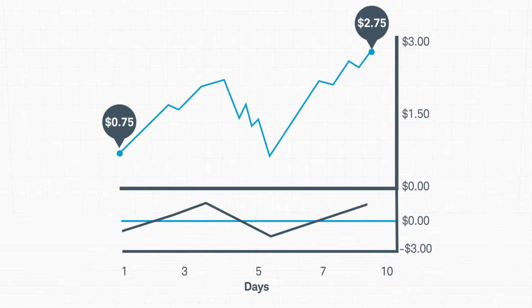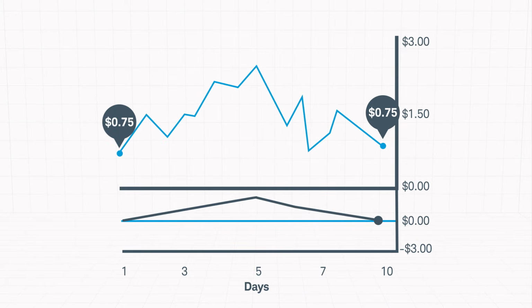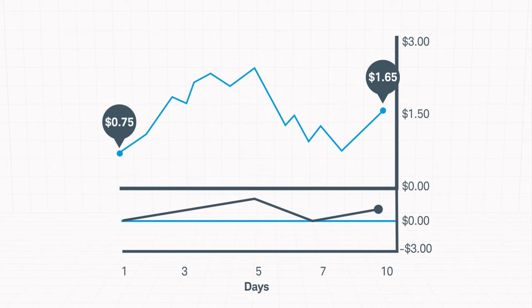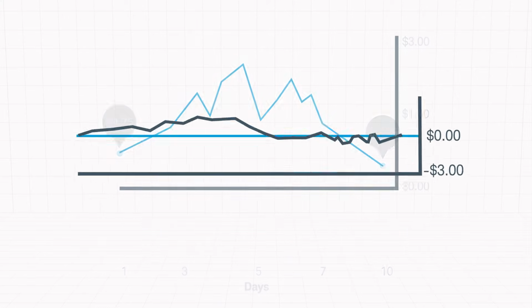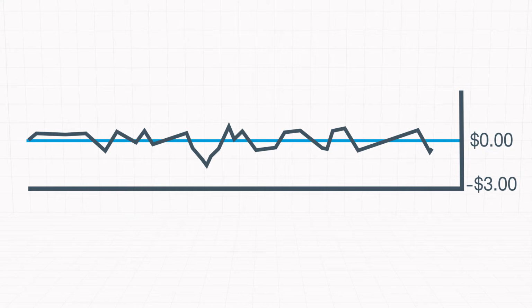So, if today's price is the same as it was 10 days ago, the indicator plots at the zero line. But if today's price is higher, the indicator plots above the zero line. And if today's price is lower than 10 days ago, the indicator plots below the zero line. When the indicator crosses the zero line, some investors might consider this a possible entry or exit signal.